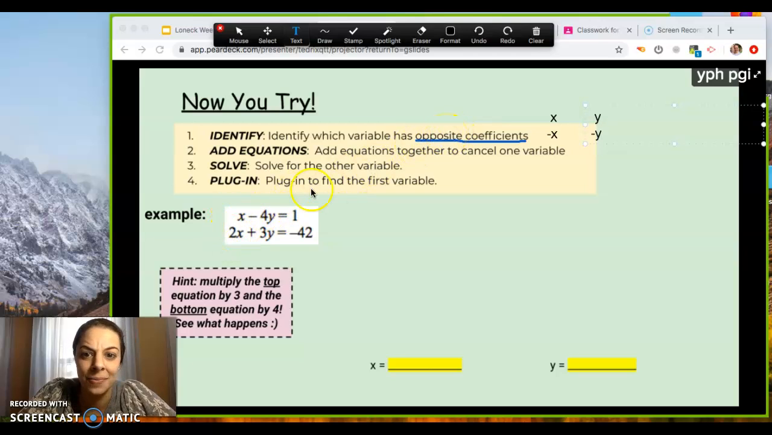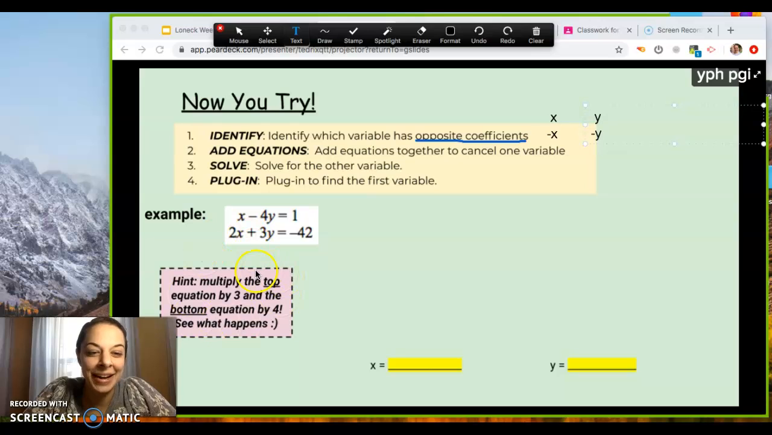They're both positive, and the coefficients don't match. So x won't cancel out. If we look at the y's, we have minus 4y and plus 3y. Well, they are opposite, but the coefficients also need to match. They don't match. So when that happens, when the numbers in front of the variable do not match, you need to do an extra step before you add them together.